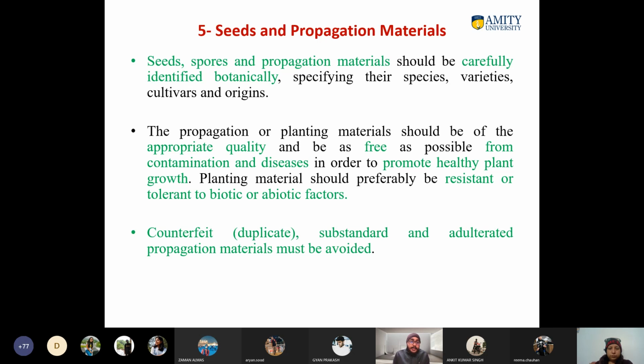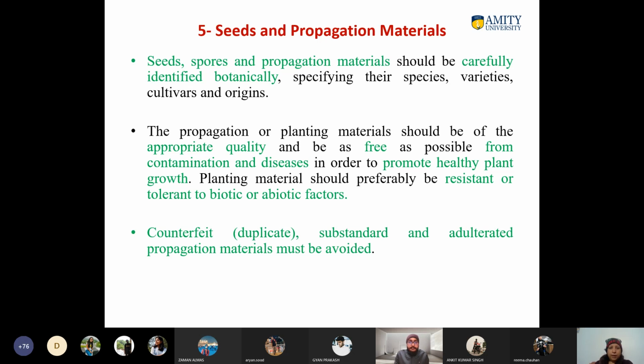Seeds and propagation material. Seeds, spores, and propagation material should be carefully identified botanically, specifying their species, varieties, cultivars, and origins. The propagation or the planting material should be of the appropriate quality and be as free as possible from contamination and disease in order to promote healthy plant growth. Planting material should preferably be resistant or tolerant to biotic or abiotic factors. Counterfeit or duplicate standard and adulterate propagation material must be avoided.